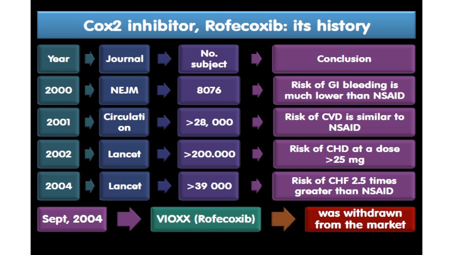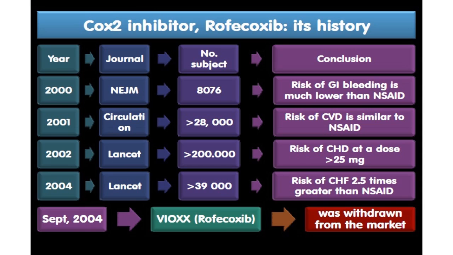In 2001, it was published in Circulation, a good cardiology journal. The study involved more than 28,000 patients. It also showed that the risk of cardiovascular disease is similar to NSAIDs. It was clear at that time that COX-2 inhibitors didn't increase the risk of cardiovascular disease. However, 2 years after, in 2002, it was published again in the Lancet, involving more than 200,000 patients.